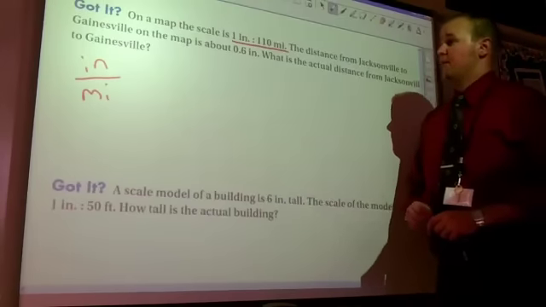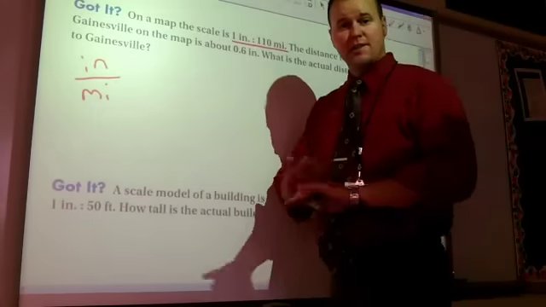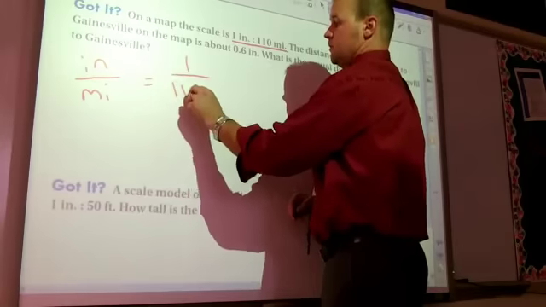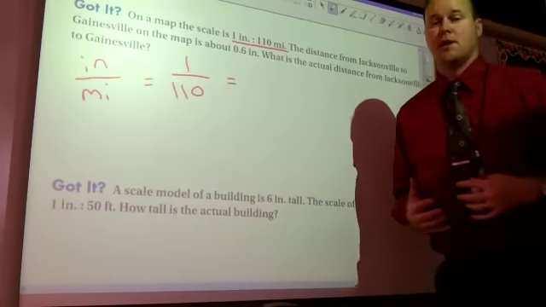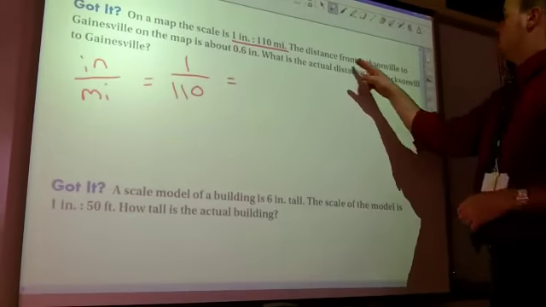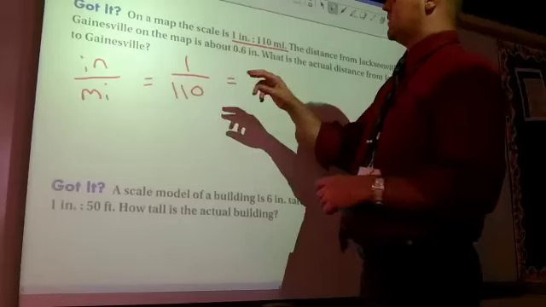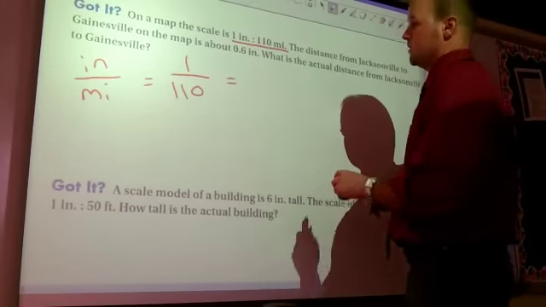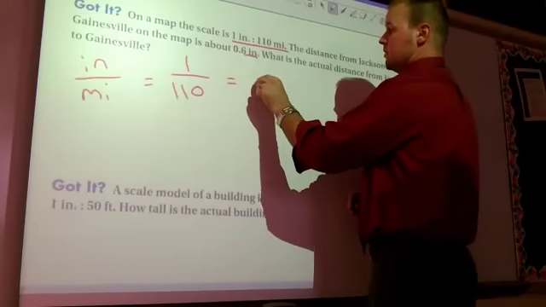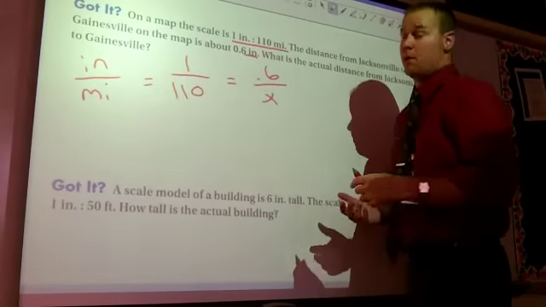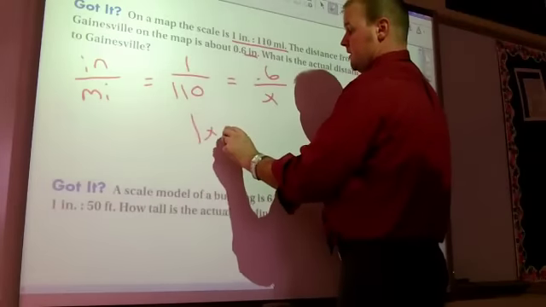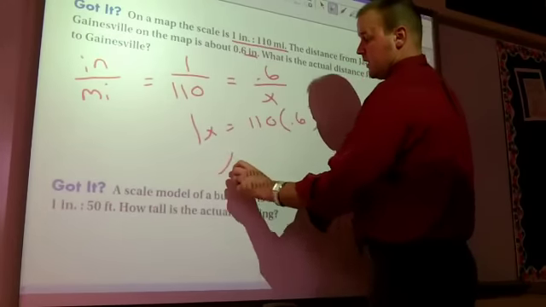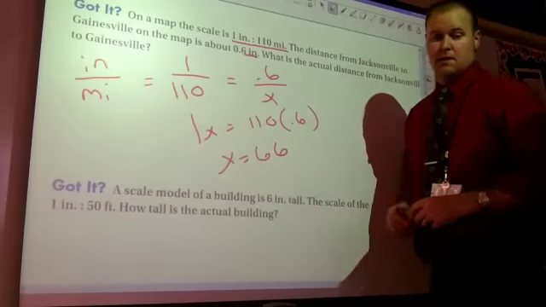Our next example, we have inches and miles, so I'm going to go ahead and set it up right away. Inches over miles, so I can say 1 inch is equal to 110 miles, and then read the rest of the problem to see what else they're talking about. What is the distance from Jacksonville to Gainesville on the map? It is about 0.6 inches. So inches, easily we see this goes on top, 0.6, and the miles is what we want to find out. So I have 1x is equal to 110 times 0.6, so x equals 66.